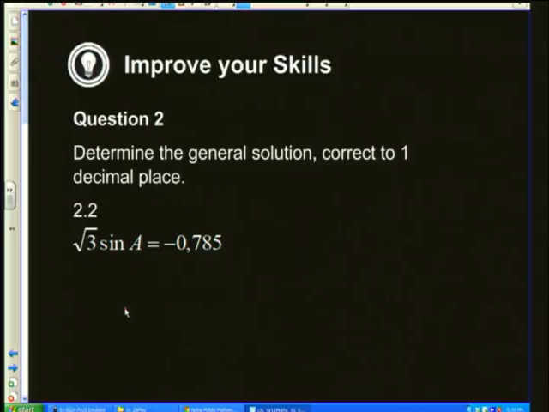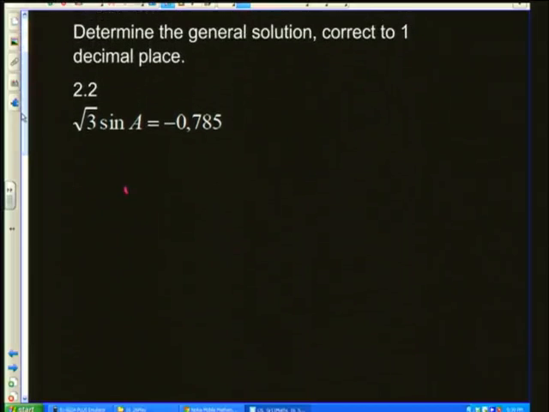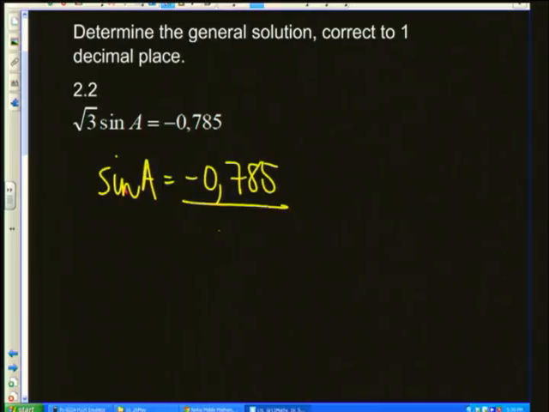I think that was the negative ratio. What happens with the negative ratio? So let's do sine A equals negative 0.785. Let's talk our way through this. If my sine ratio is negative, what angle has the calculator been programmed to give us?